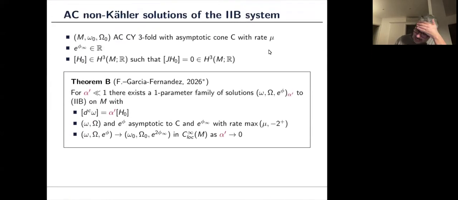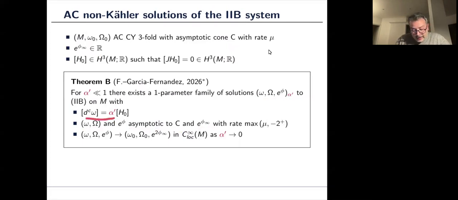Okay, and then the theorem is that there is a one-parameter family of non-Kähler solutions of this 2B system that are parameterized by a parameter alpha prime that should be very small. All the solutions are asymptotically conical. So the SU(3) structure is asymptotic to the conical Calabi-Yau structure on the cone, and the dilaton is asymptotic to this constant that I've chosen at the beginning.